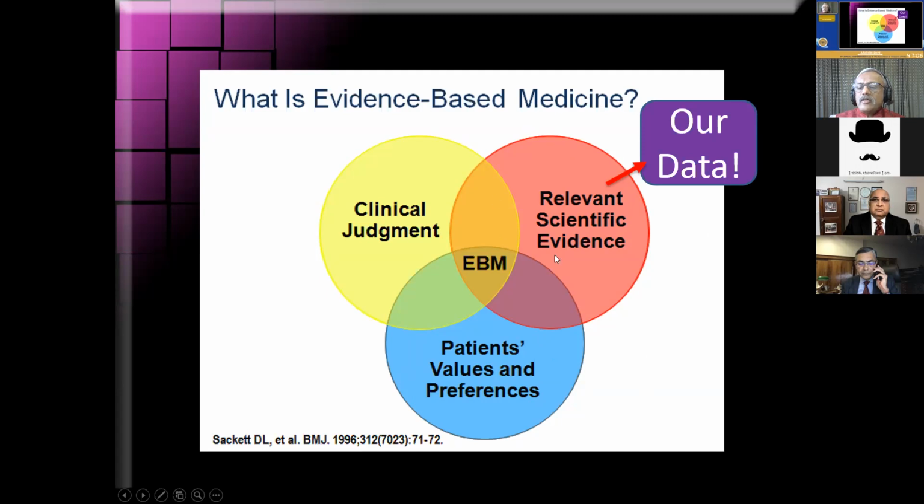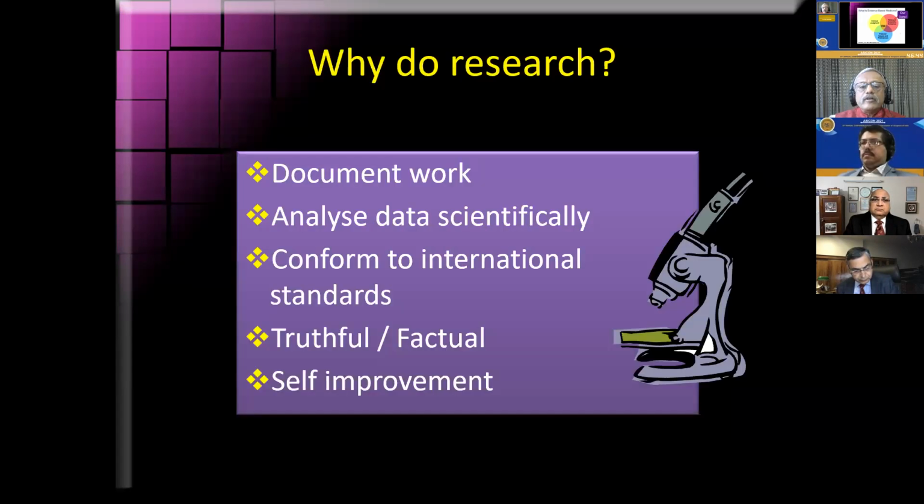But this is where we lack. If you want the relevant scientific evidence, we need to produce our data. There is really very little wisdom in trying to mimic or take information from foreign journals. Their genetic stock is different, their working environment is different, and their disease patterns in some of them are different. And so we need to have our data.